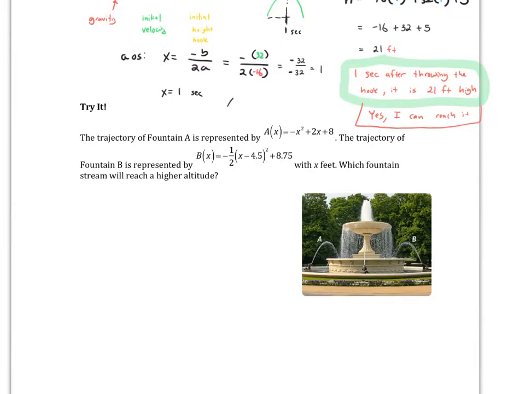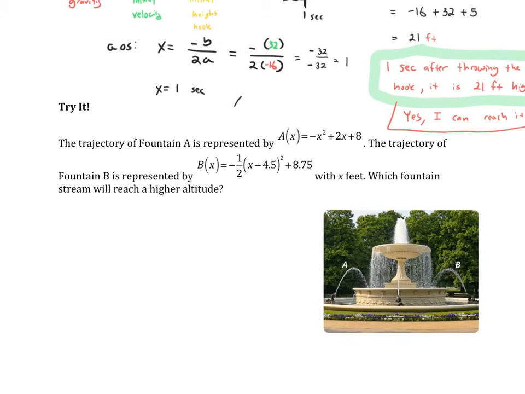And it is talking about a fountain, 2 fountains. So we've got whoop, whoop, whoop, whoop, little parabola there and a little parabola there. So the first one is represented by this function, -x squared plus 2x plus 8. And the other one is represented by -1/2 x minus 4.5 squared plus 8.5. So these are the trajectories, and the question is which one will reach a higher altitude, A or B.